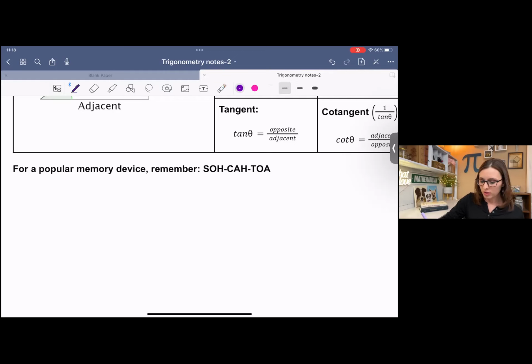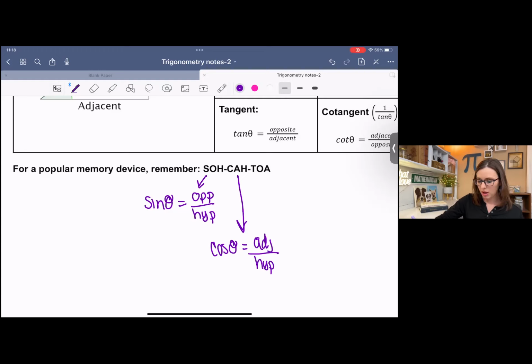SOH stands for sine theta equals opposite over hypotenuse. CAH is cosine theta equals adjacent over hypotenuse. And TOA is tangent theta equals opposite over adjacent. And so if you can just remember the memory device, then that's a little less room in your mind that you have to reserve for that. And then now all you have to know is which reciprocal functions go to what.